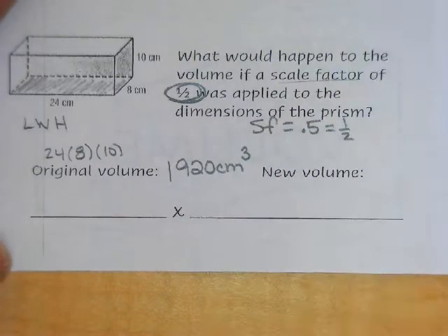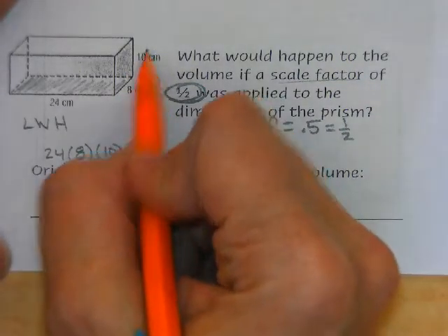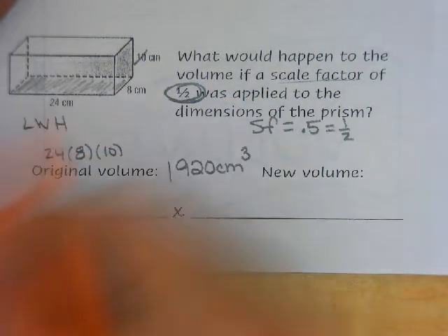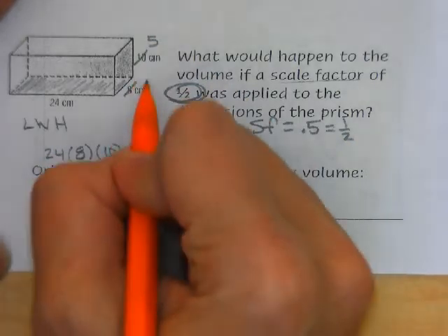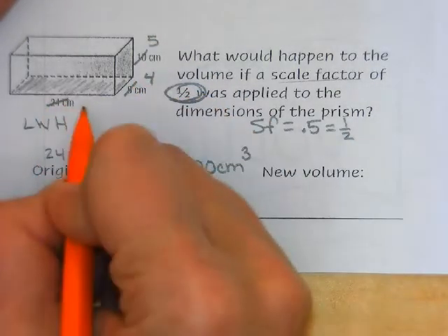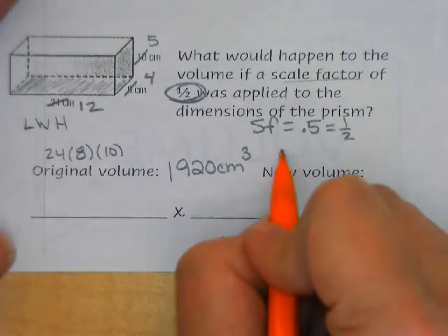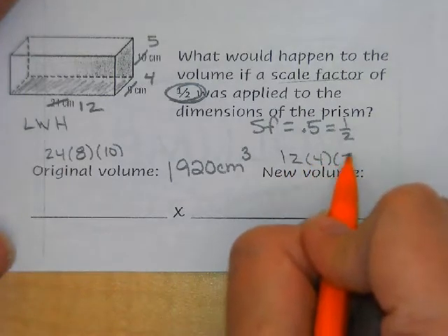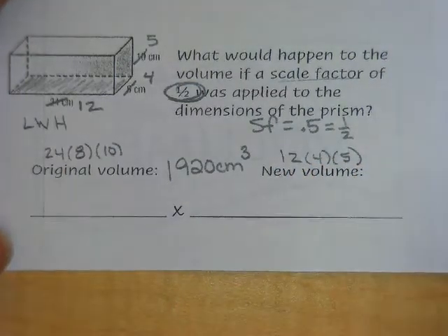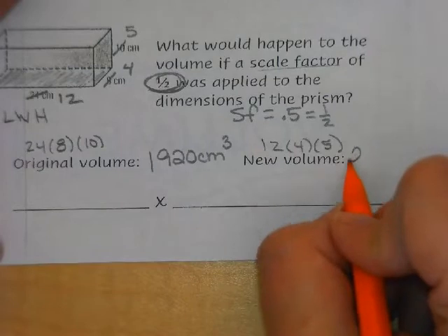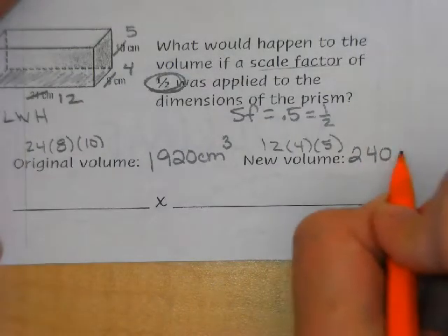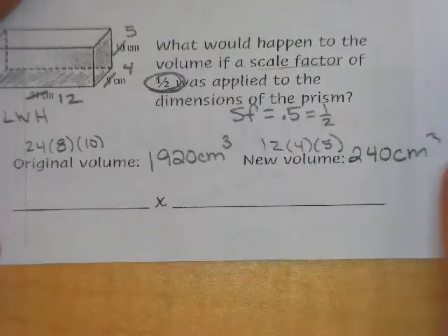So let's change our dimensions and see what happens. The 10 becomes a 5. The 8 becomes a 4, the 24 becomes a 12. So now I need to do 12 times 4 times 5. What do I get? 240 what? Centimeters cubed.